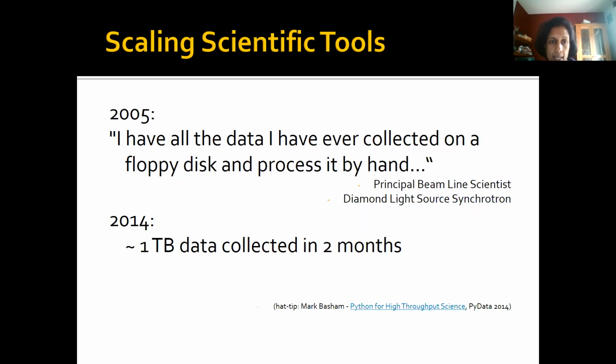So one of the scientists there, back in 2005, had made the statement, "I have all the data I have ever collected on a floppy disk and process it by hand." That very same scientist in 2014 had collected 1 terabyte of data in 2 months. And it's growing exponentially from there. I hesitate to guess at what he's at in 2017, but the sheer technology of the detectors they use, the amount of data they can capture and how quickly they can see, is growing at such an exponential rate.